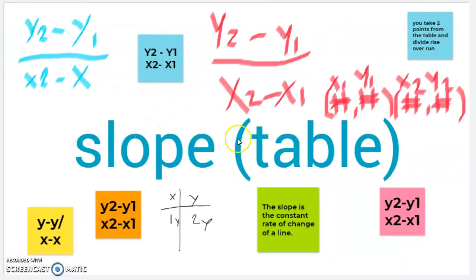When we have slope from a table, we have to get 2 points from the table in order to use our slope formula, right? This person did a good job of writing the formula. Y's are on top, X's are on the bottom. Another person labeled what the X's and Y's should look like. We have a representation of what a table is, right? Good.